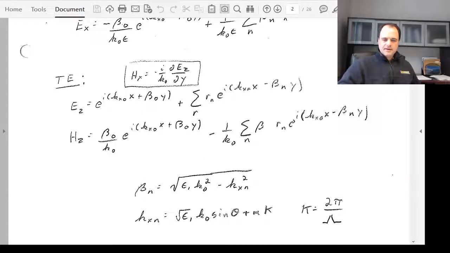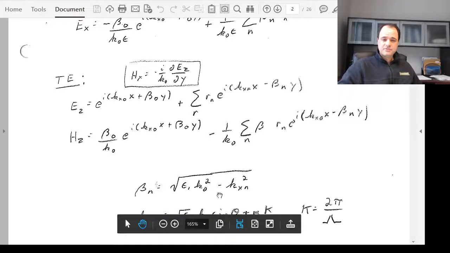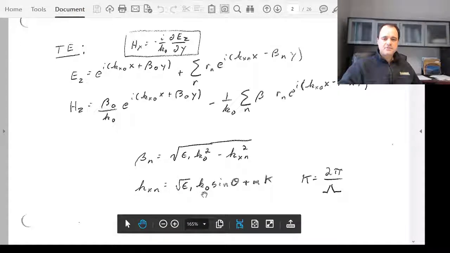Now, your beta is simply this. It's always the square root of epsilon in material 1, which is epsilon 1, k naught squared, minus your in-plane momentum squared. This is the total k right here. If you square both sides and take this over to here, you'll get epsilon k naught squared equal to kx squared plus beta squared. That's really just conservation of energy. So this comes from conservation of energy, and that doesn't change at all.